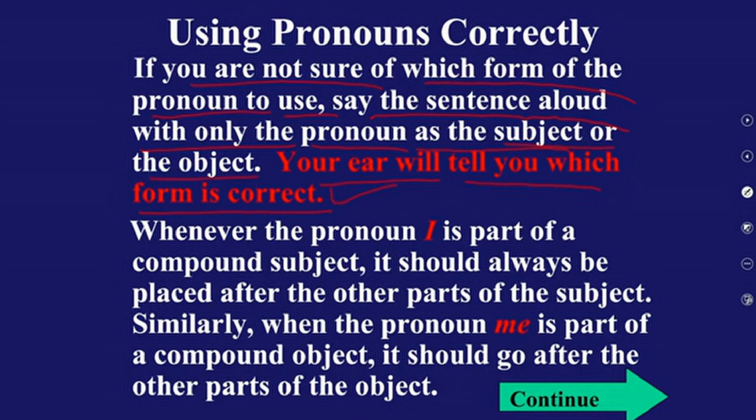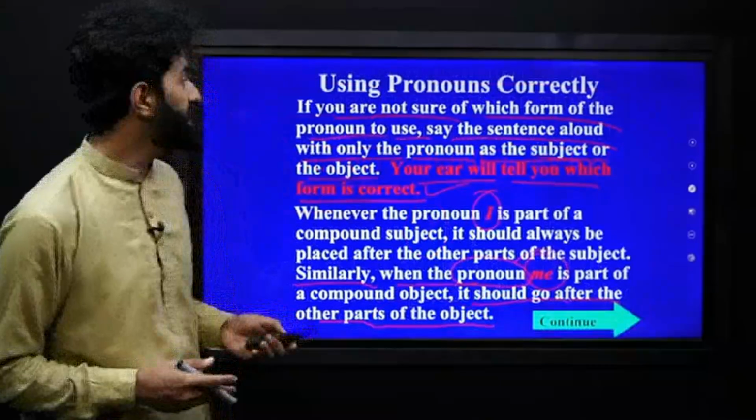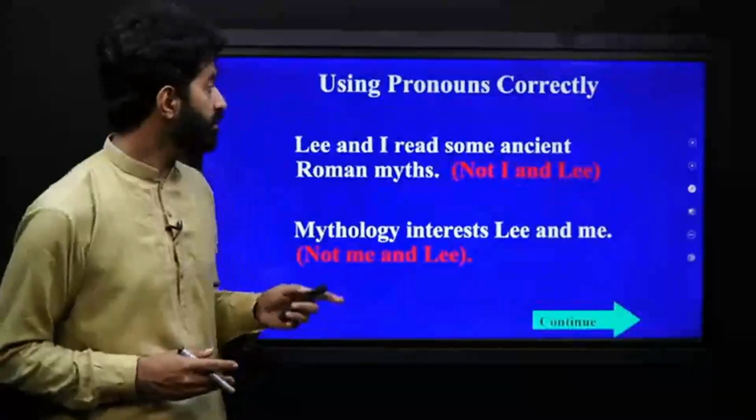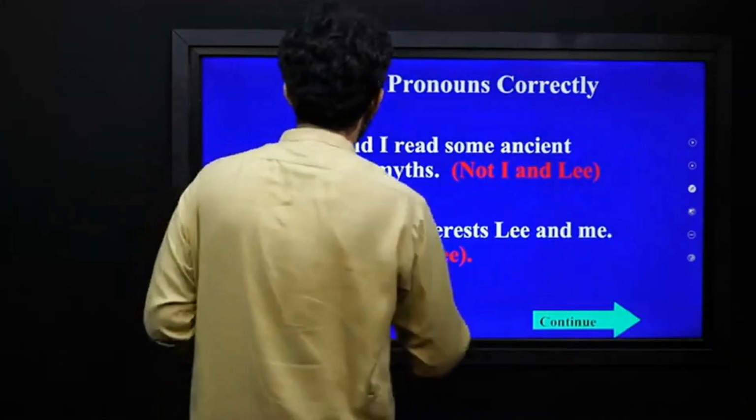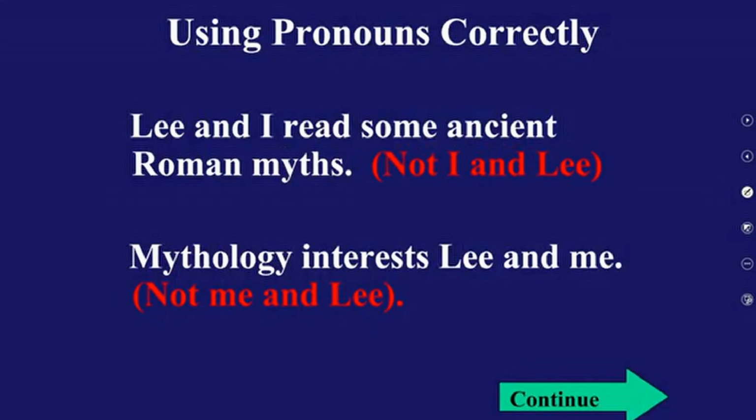Whenever the pronoun I is part of a compound subject, it should always be placed after the other parts of the subject. Similarly, when the pronoun me is part of a compound object, it should go after the other parts of the object. So these are some simple rules of placing the pronoun correctly. Now we have another one. Lee and I read some ancient Roman myths. You cannot say I and Lee read some ancient Roman myths.